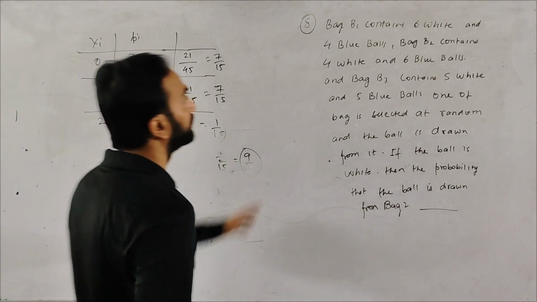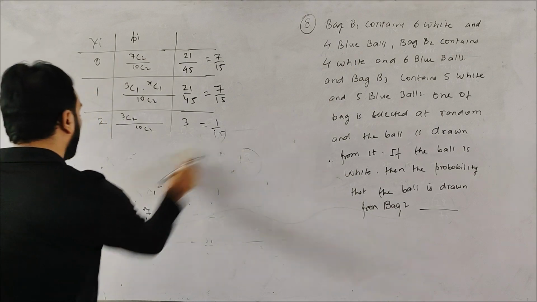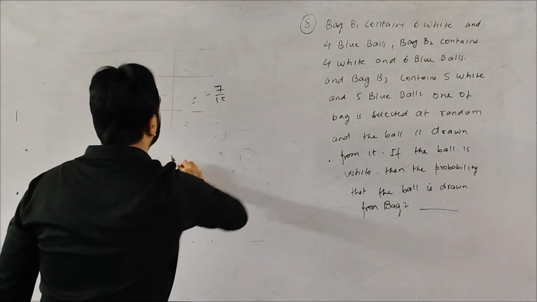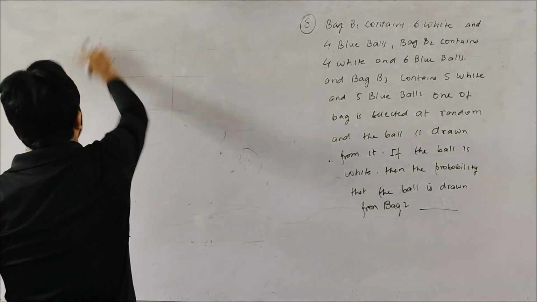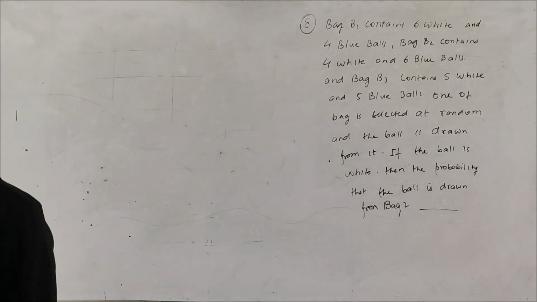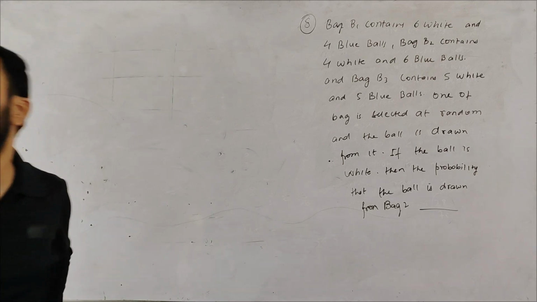We are choosing bag 1. There are 3 bags, no? Bag 1, bag 2 and bag 3. Okay, and they have different combinations of white and blue balls, right? So is it not the case of Bayes? Okay, so how can we proceed?